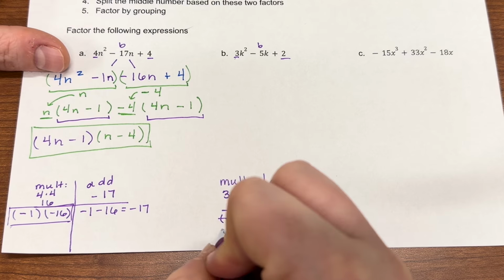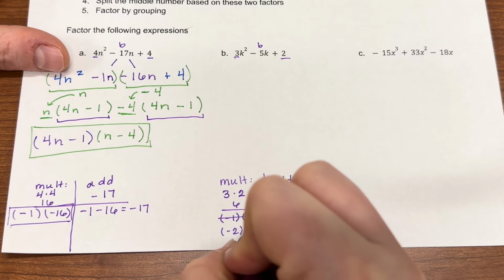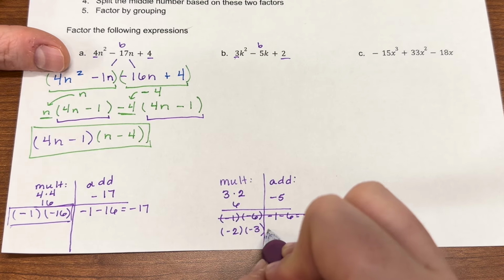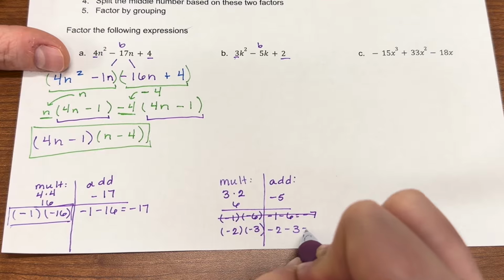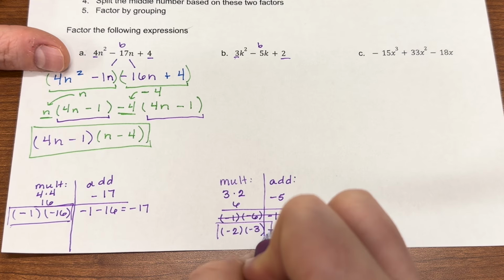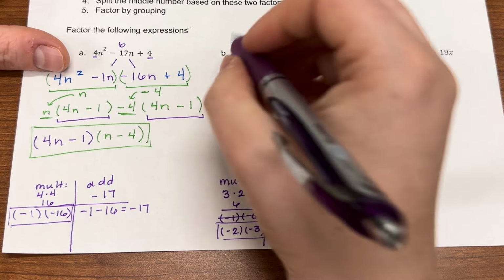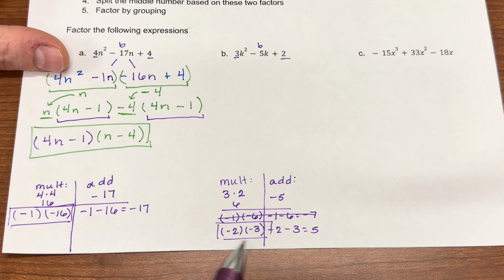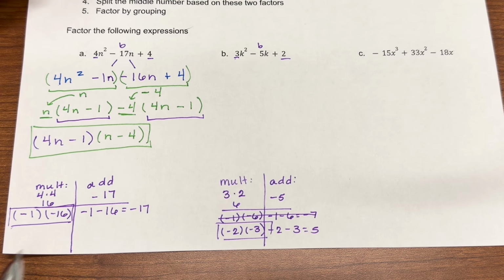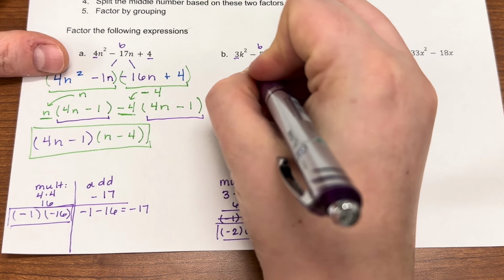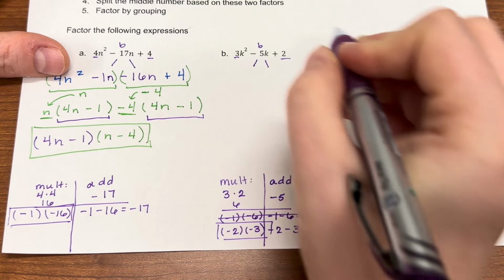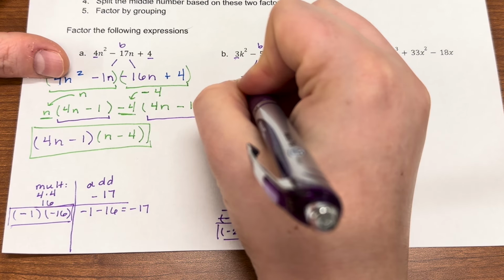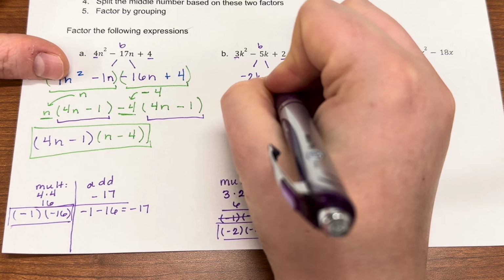How about -2 and -3? -2 minus 3 gives us -5. So these are going to be our numbers. But remember, since we have that leading coefficient other than 1, we can't just plop these in like we did when we had that leading coefficient of 1. We have to use these two to split the middle. So instead of -5k, we're going to be writing -2k minus 3k.